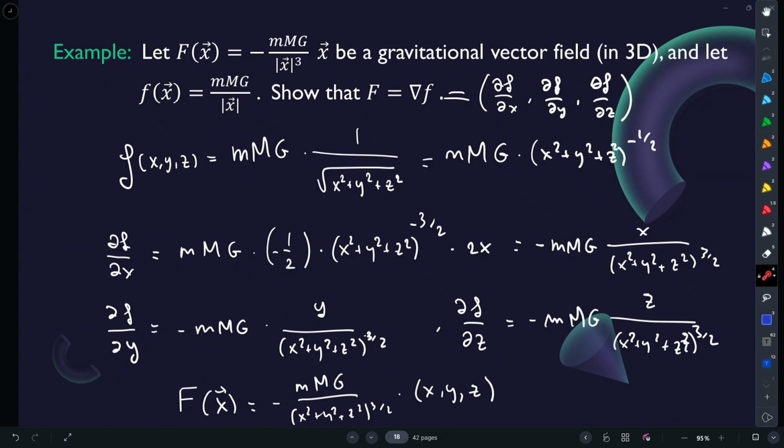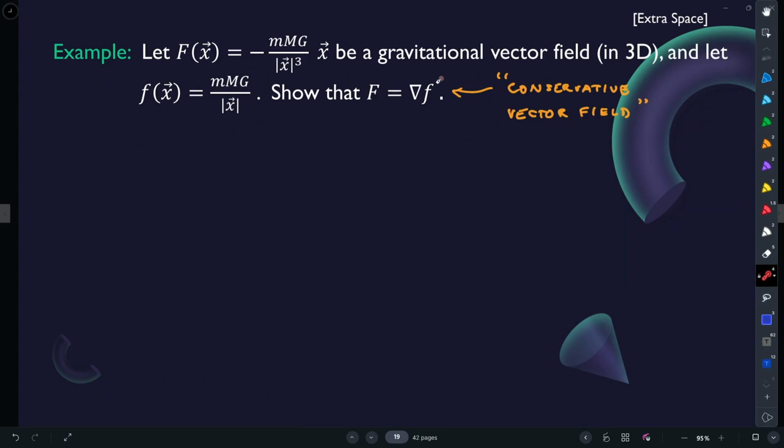This, by the way, has a name. When you have a vector field that is the gradient of a real valued function, then we say, or the physicists say, that it's a conservative vector field. And we'll see that we're going to do integrals of vector fields, and when it is a conservative vector field, then we have the equivalent of the fundamental theorem of calculus, which is the fundamental theorem of line integrals.